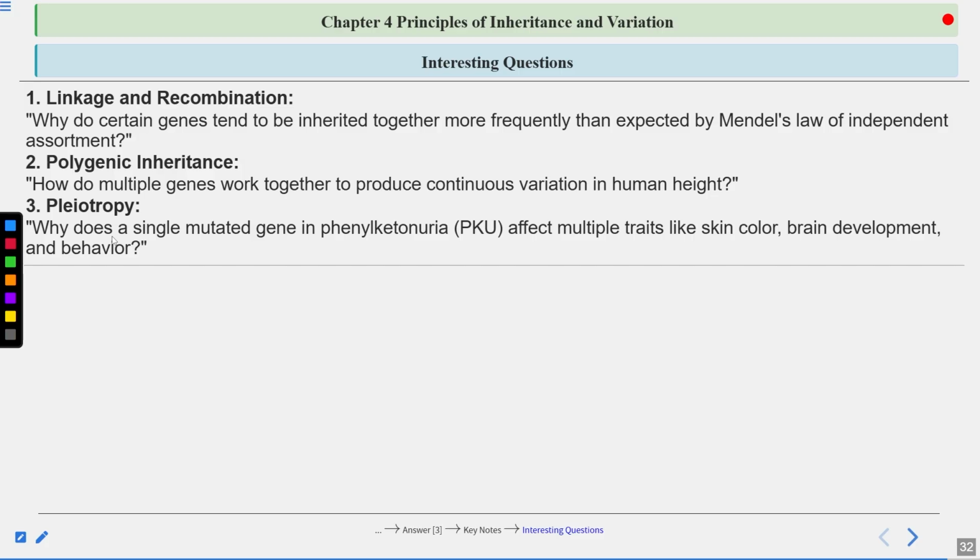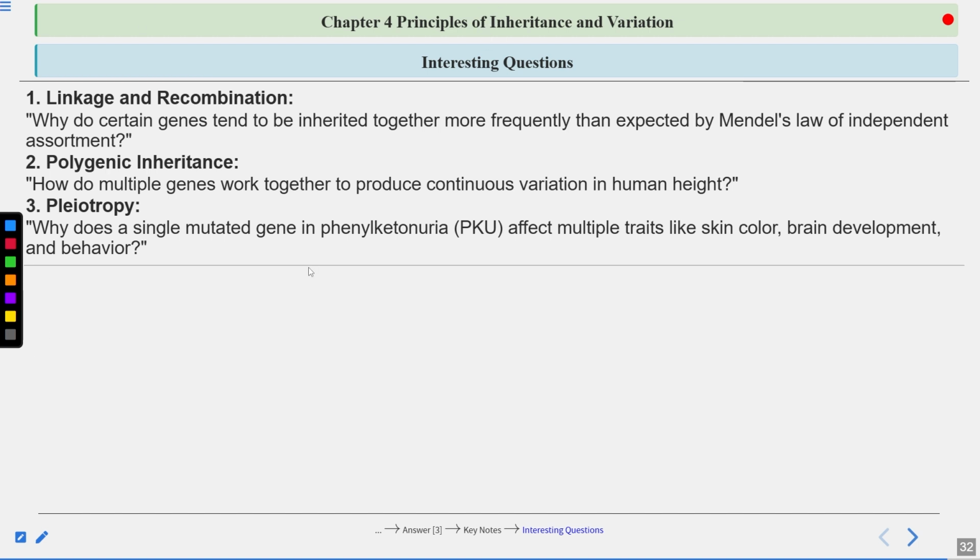So in phenylketonuria, you see multiple traits, multiple effects being observed. There is a change in the skin color. Brain development is affected and behavior is also affected. So why is this happening? So these are some interesting questions for you.